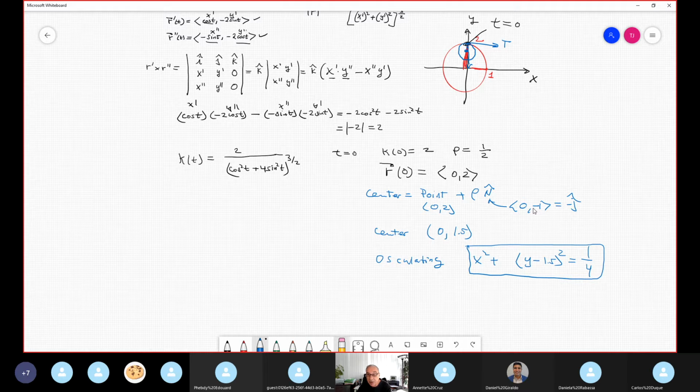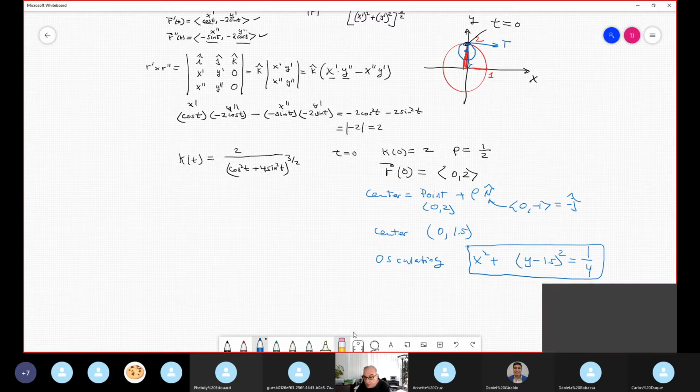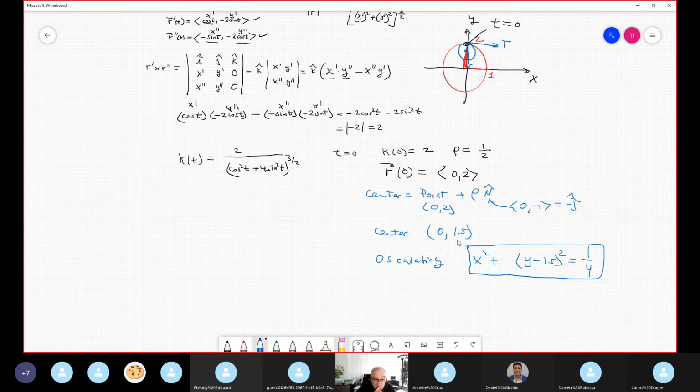Likewise, we can do this at any point. In this case, let's do another, clearer example. Suppose that t equals pi over 2. We find the curvature at pi over 2.